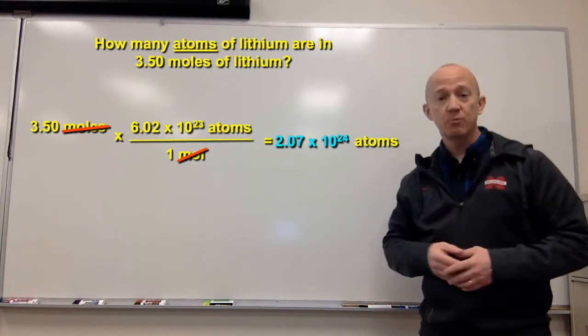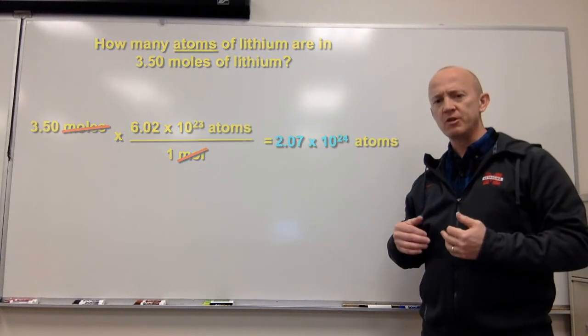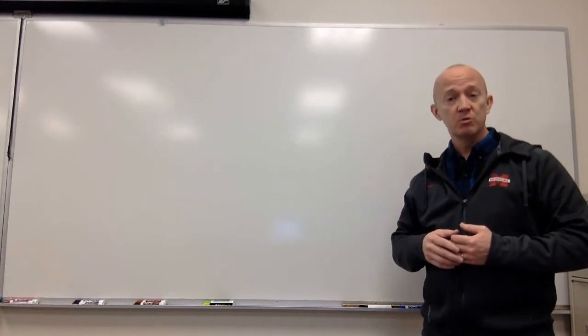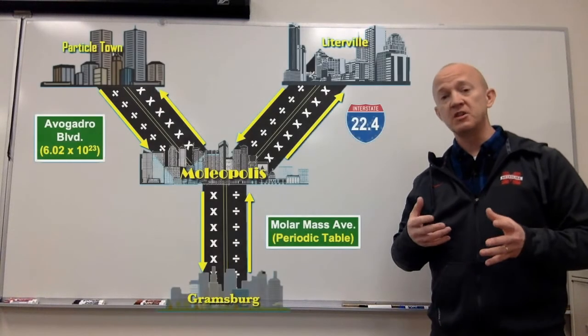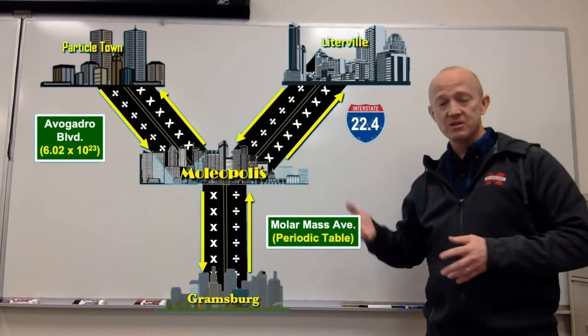We can go the opposite way as well. If we have atoms or molecules and we're wanting to know how many moles we have, we would simply divide by Avogadro's number. To make this a little bit easier to understand, I designed this diagram.